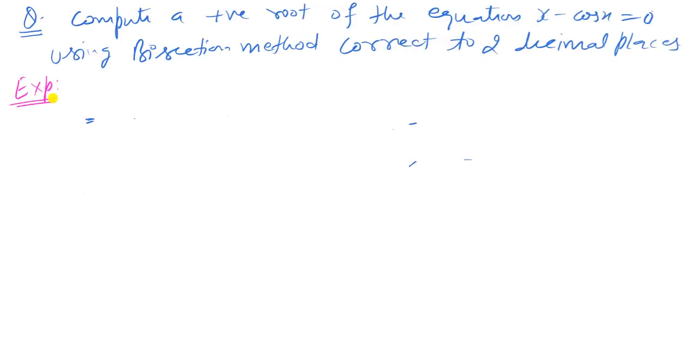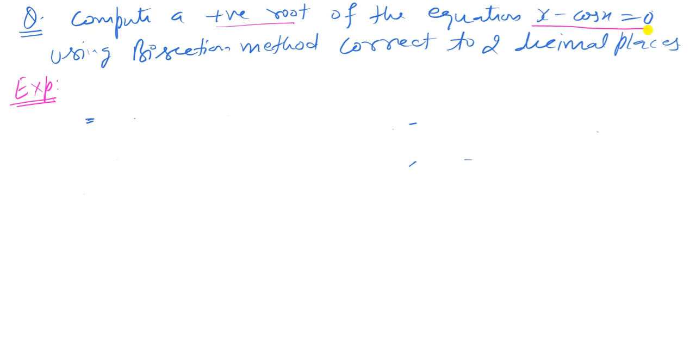Now here this is a question based on the bisection method, and I am taking a hint to solve this problem with the help of the bisection method. So here compute a positive root of the equation x minus cos x is equal to 0 using bisection method correct to 2 decimal places.